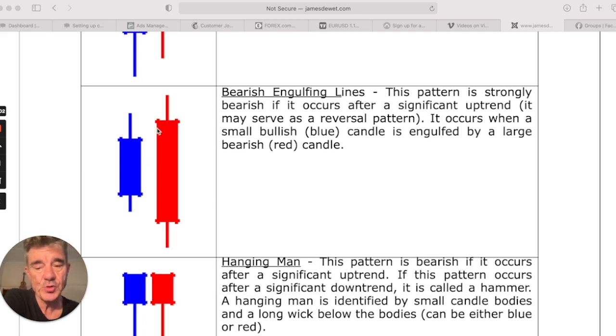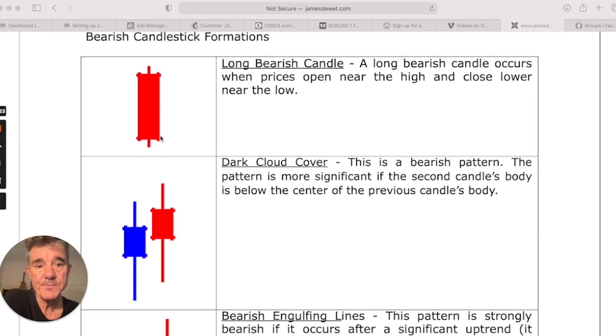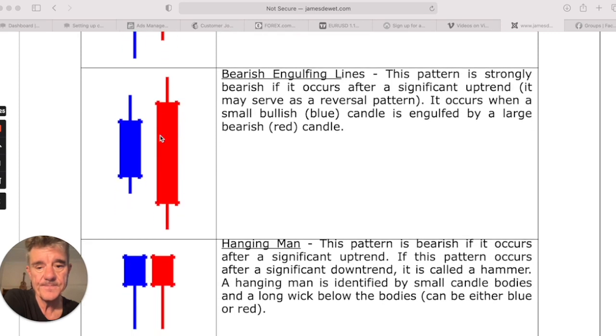You can see it's called engulfing, in this case bearish, because the entire body of the bearish candle, this red one, engulfs or swallows the body of the previous bullish candle. These are very good. I like engulfing candle patterns. I like dark cloud cover, all of these, long bearish candle, they're all very good.